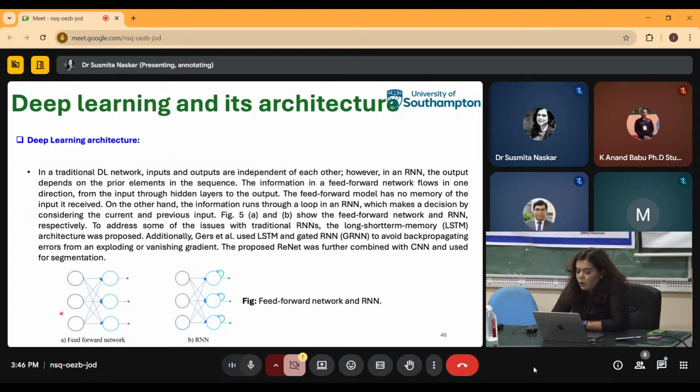The feed-forward network is also called an FFN. In a traditional deep learning or feed-forward network, what happens? Inputs and outputs are treated independently. The information flows in one direction, from input to the hidden layer, then to output, with no memory of past inputs. This is great for static tasks like image recognition, but not ideal for sequences.